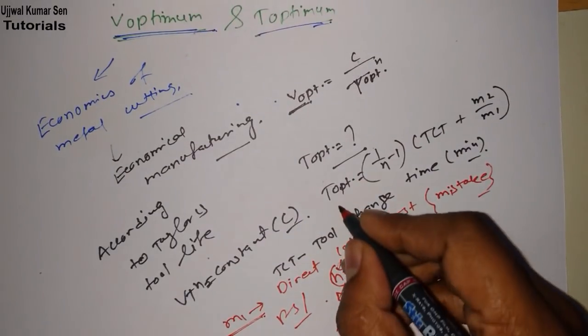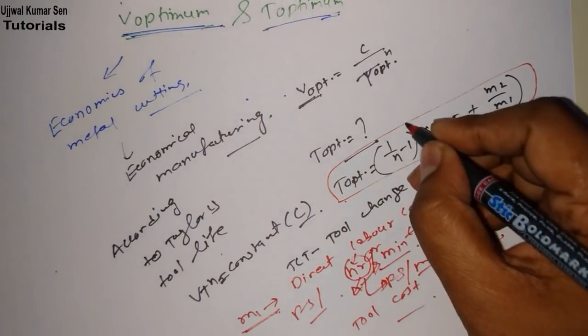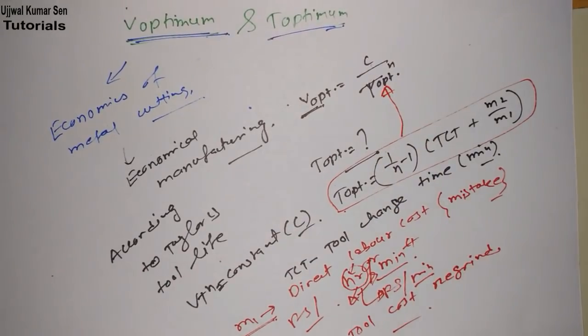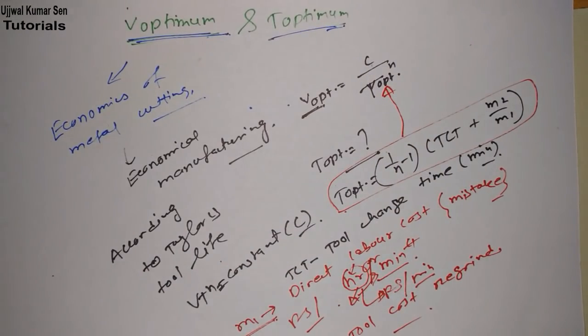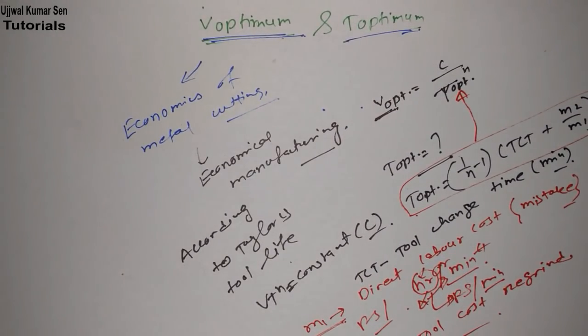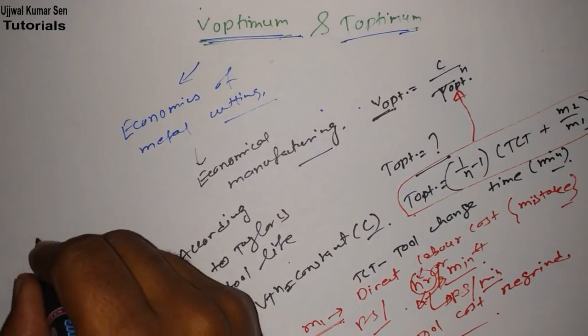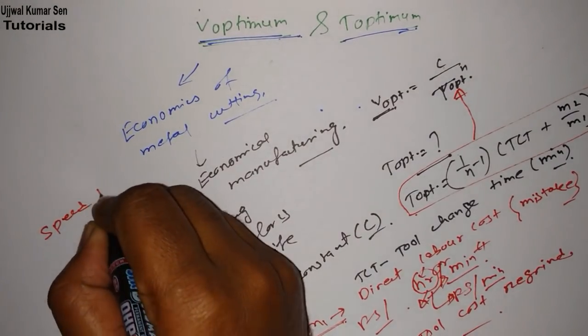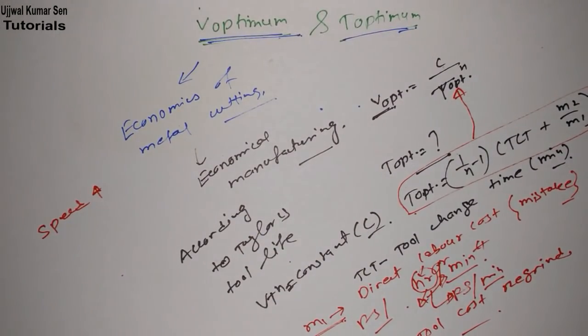So if we can find out this value, then we can put this value here, so we can find out the value of V optimum, that is speed optimum. As I have already shared with you, V optimum and T optimum play the most important role to manufacture product at a very economical rate. You know why it is happening? Suppose that speed is optimum. Optimum means almost maximum. That is sufficient.